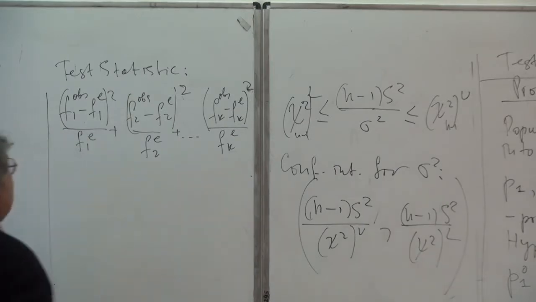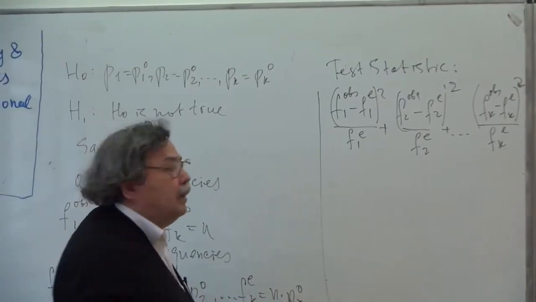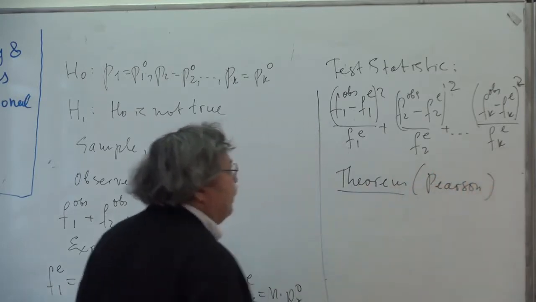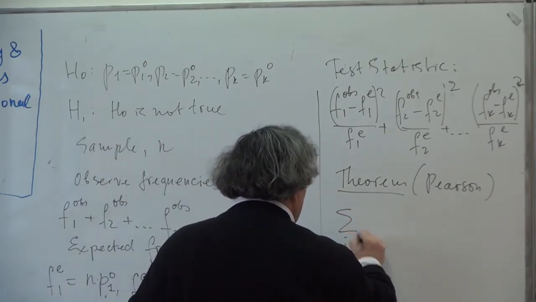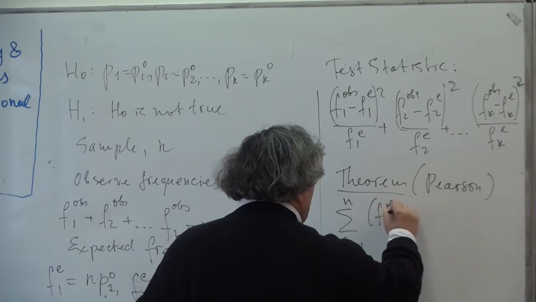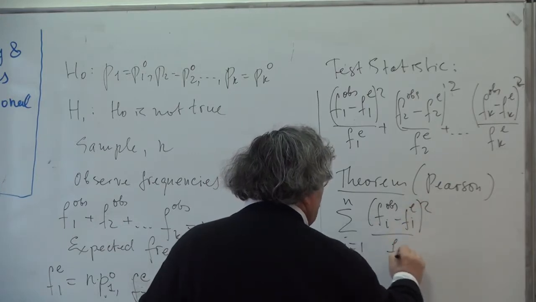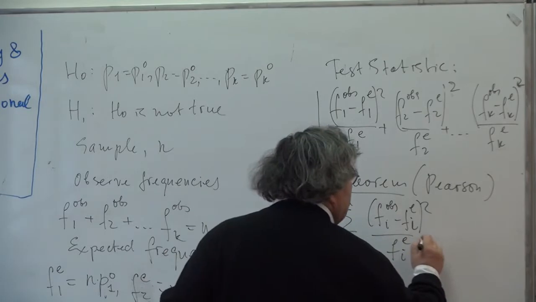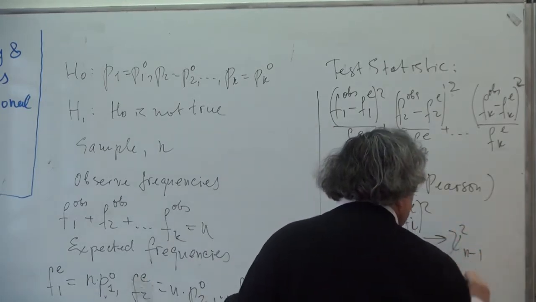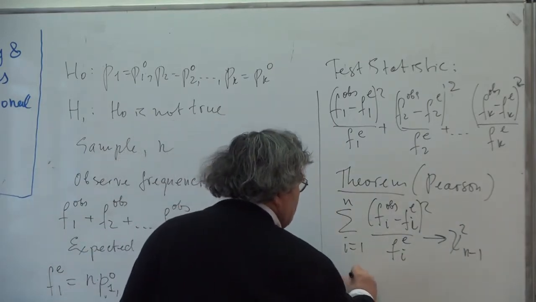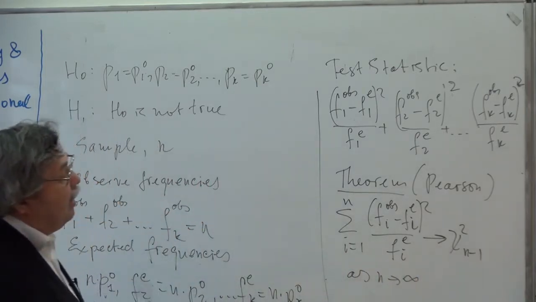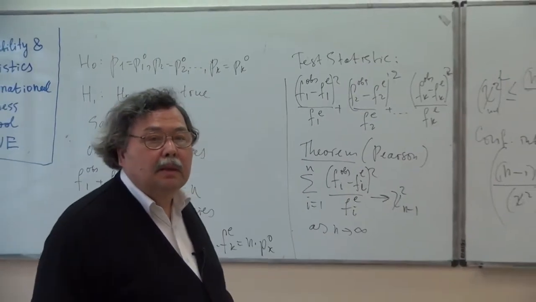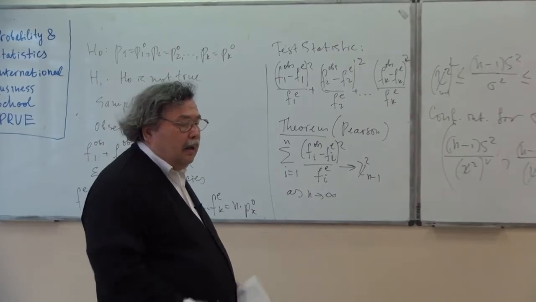All right. Now, why this statistic? Why do we use this awkward-looking statistic? The reason is this theorem attributed to Pearson. The sum of terms like this approaches chi-squared with k minus 1 degrees of freedom as n goes to infinity. So in the limit, this statistic follows the chi-squared distribution with k minus 1 degrees of freedom.